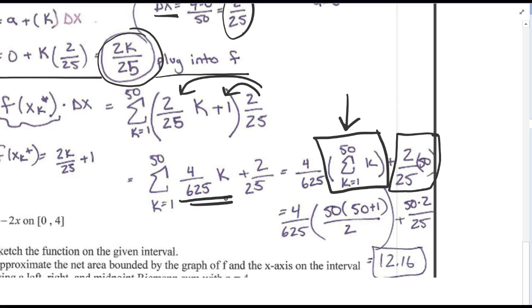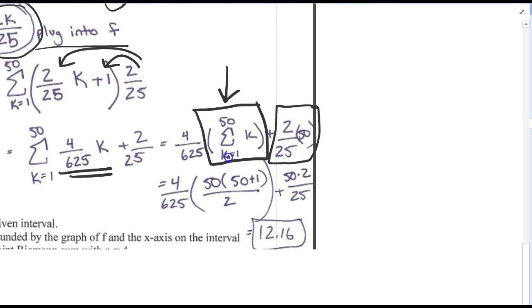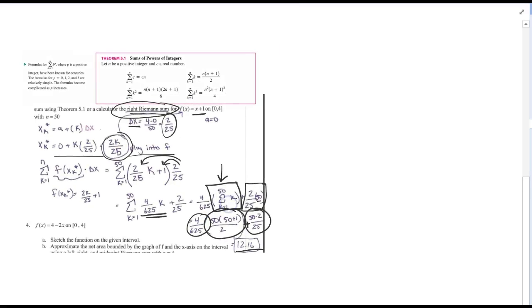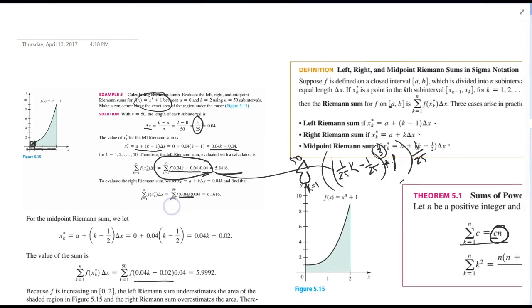Using the theorem to sum k, the sum from 1 to 50 of k, I use that formula, plug that in, multiply by the coefficient, plus the formula of a constant, which would just be that constant times n, in this case n is 50. Add that together, and you would get the approximate area. These are really algebra problems. They're not calculus problems. There's no calculus involved.